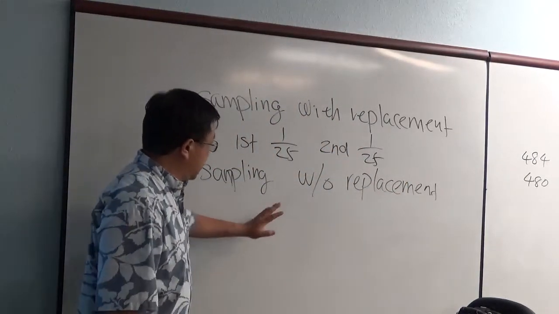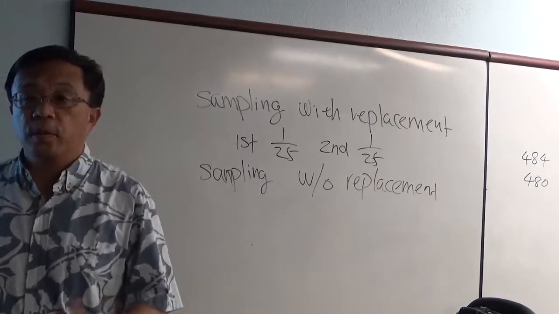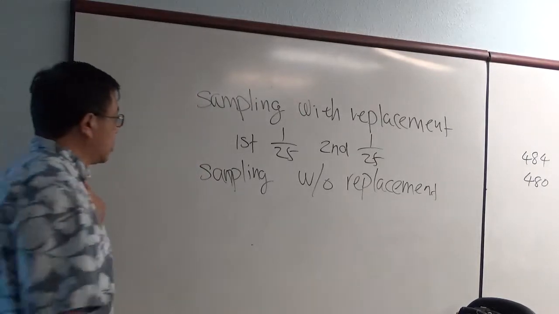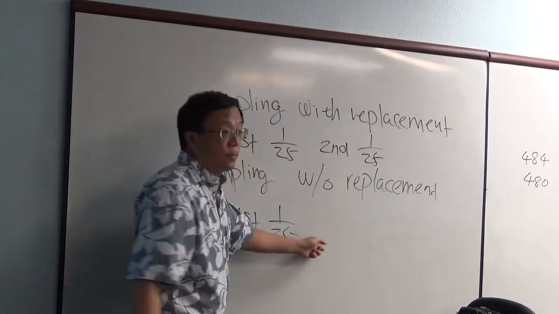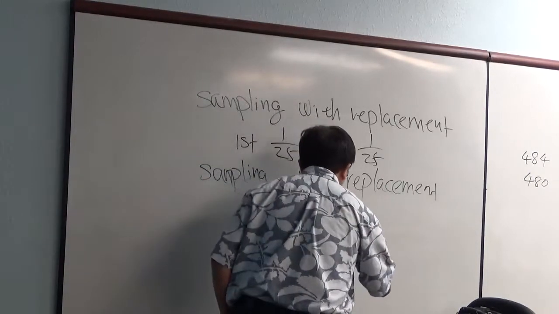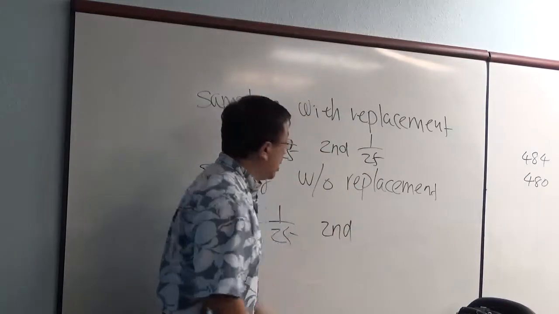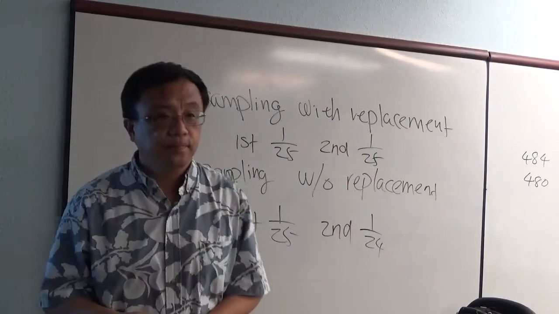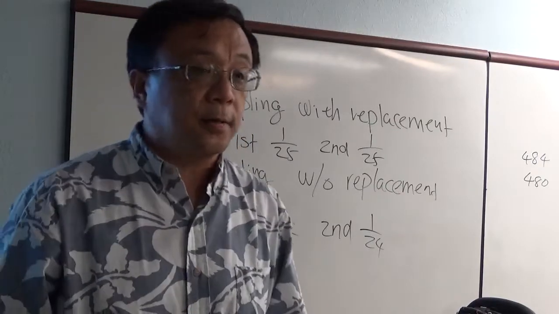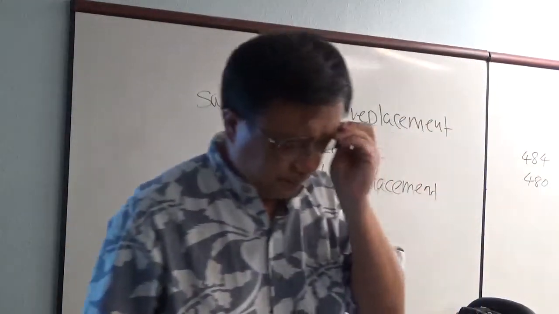But sampling without replacement, the first one, I have 1 of 25. The second one then is what? I take 1 of 24. Yeah, exactly. Good.